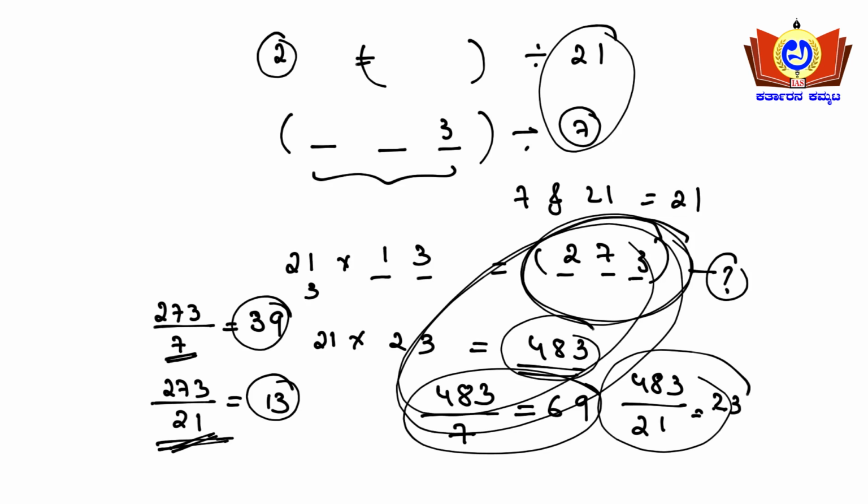In statement 1, we got only one number. Hence option A, the data in statement 1 alone is sufficient to answer the question, while the data in statement 2 alone is not sufficient, is the right answer here. Okay, so moving on to the next question.